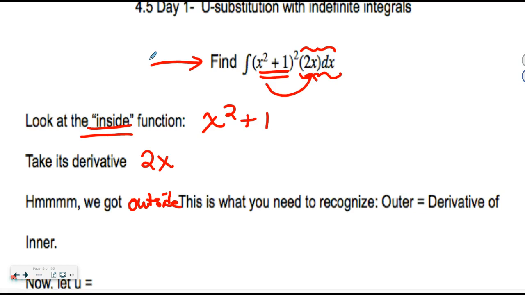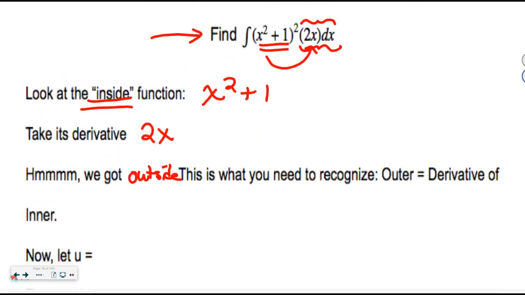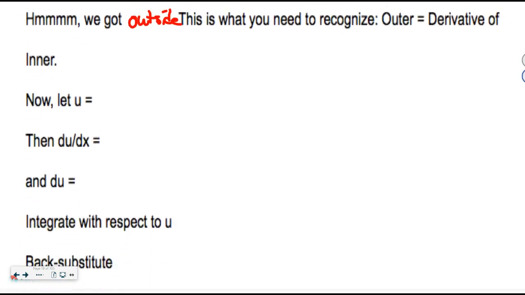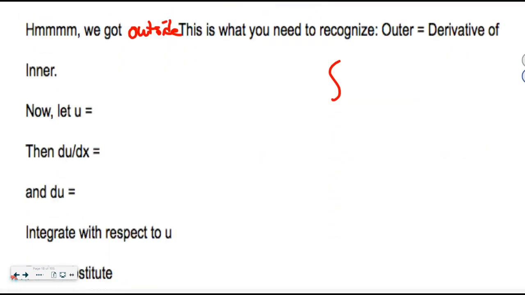U sub works, and it's going to work on your entire assignment today and all day long, but I'm going to tell you why. It's because the derivative of our inside function is going to be living in the rest of the integrand. So take a look at this. What we're going to do is what's called a variable change. So I'm going to go rewrite that problem, and I want you to write right over here. So (x squared plus 1), quantity squared, so go ahead and write that. And then it was a 2x dx right here.